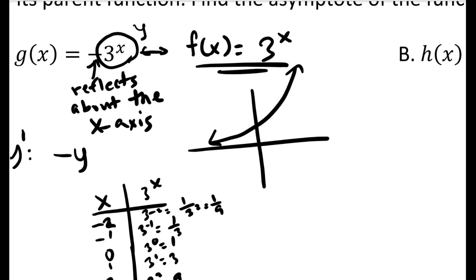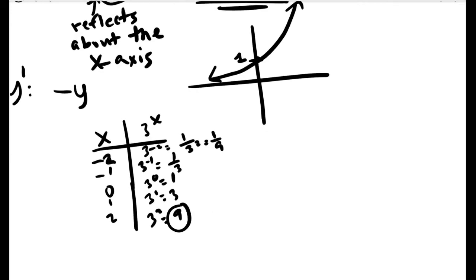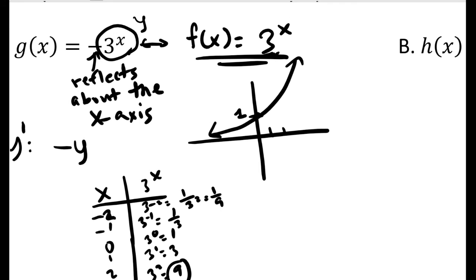In fact, this is how all parent functions are going to look. They're going to look like this, except, depending on the number here, the 3 or 2 or 4, it'll grow faster. In this case, it'll always start at 1. It'll always have a y-intercept of 1. And since the numbers are different, instead of 4 here, it's a 9. So when x is 2, y is going to be 9 instead. And when x is 1, y is going to be 3. So the numbers there are different, but the graph is the same. The graph is identical. So now all you've got to do is reflect that graph.